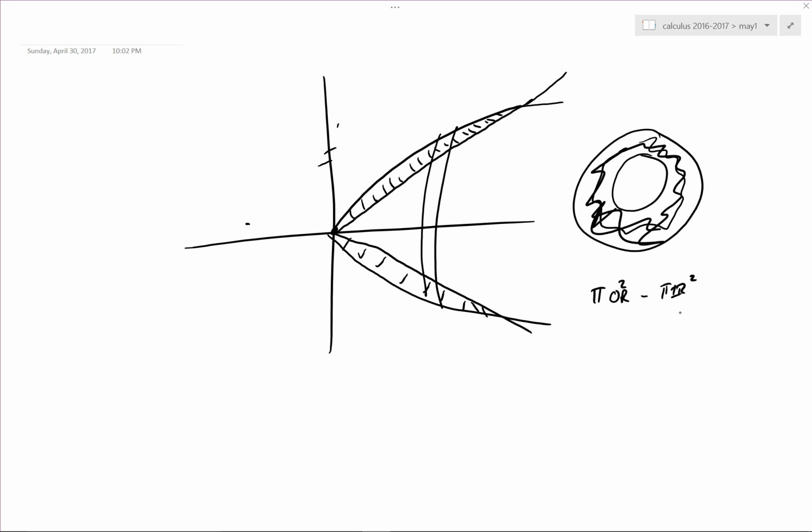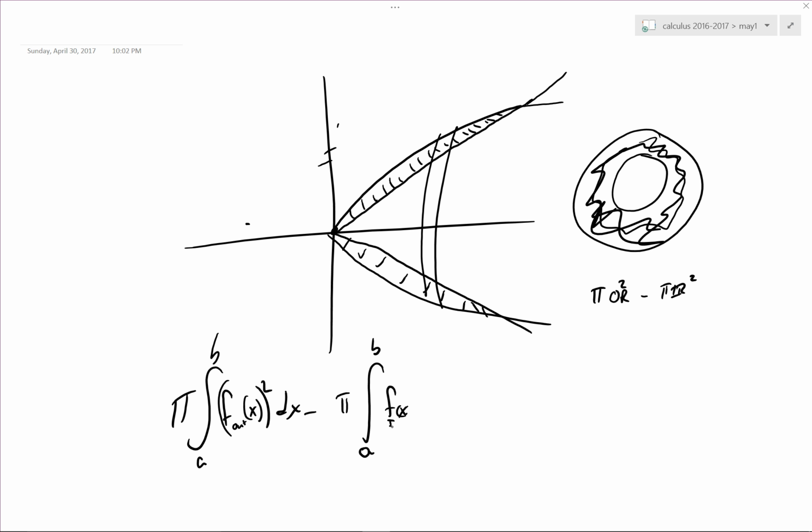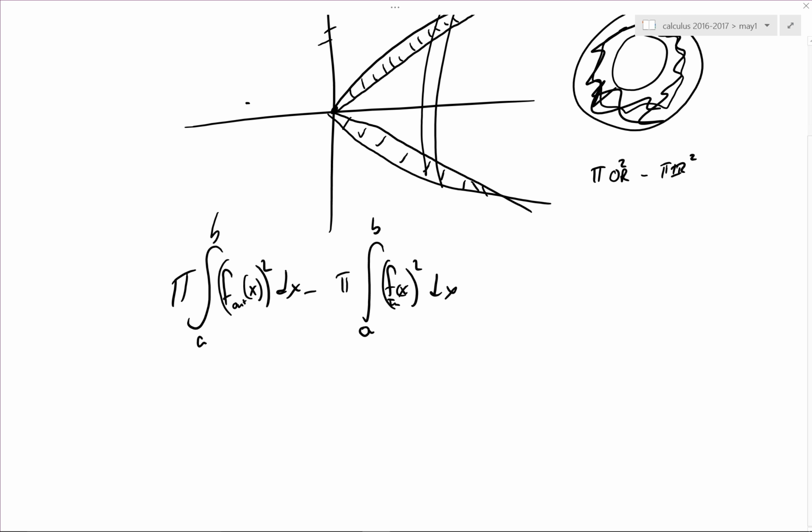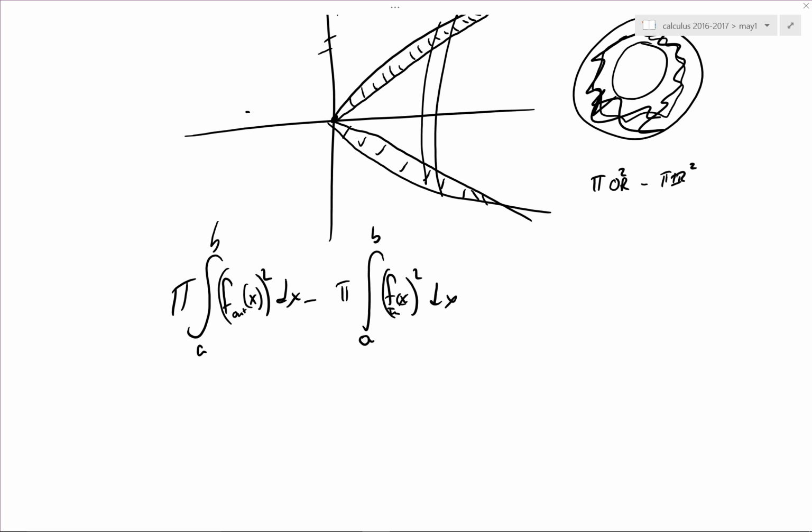And you're right. It's literally how I do it too. So this function is literally going to be pi times the outside function squared dx, and then from a to b, of course, minus pi times the inside function squared dx. Bam! And this, friends, is how you do the washer method.